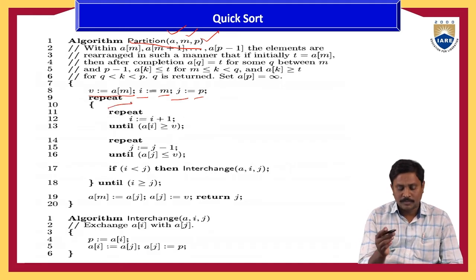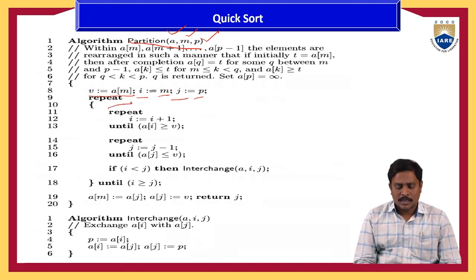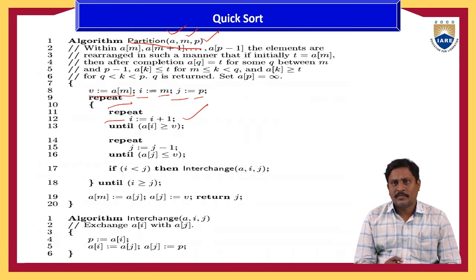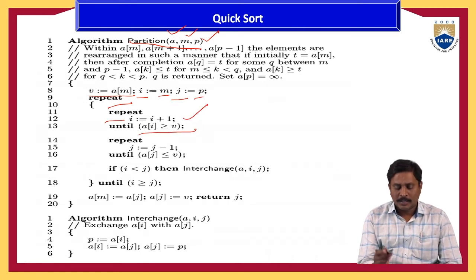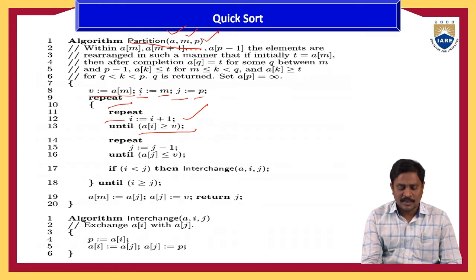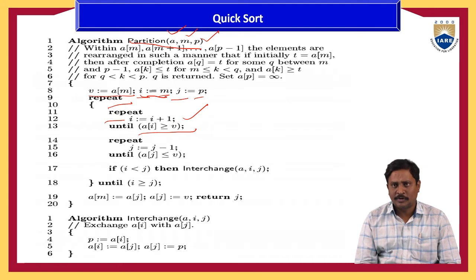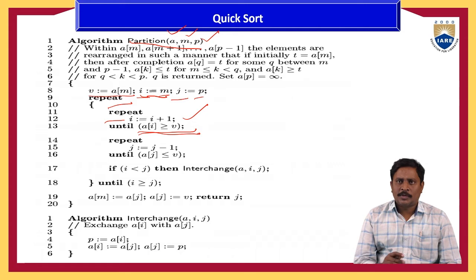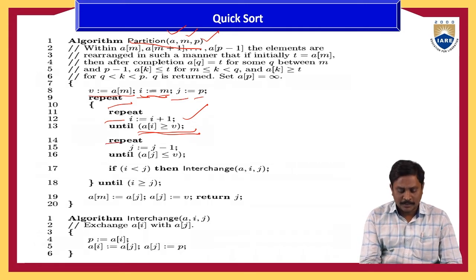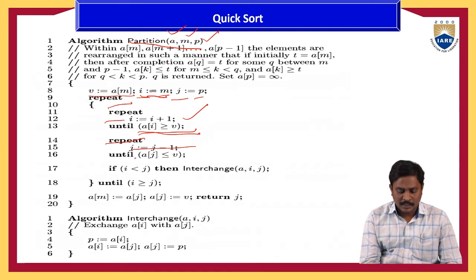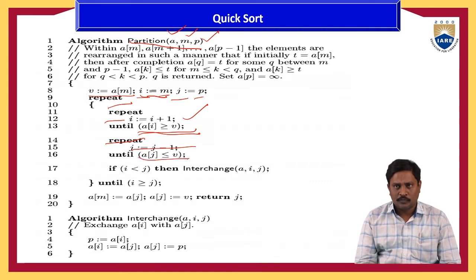Now repeat. Repeat means repeating this statement depending on a condition. Repeat I equal to I plus 1. So the I value is incremented continuously until A of I is greater than or equal to V. Then repeat J equal to J minus 1, so decrease the J value until A of J is less than or equal to V.